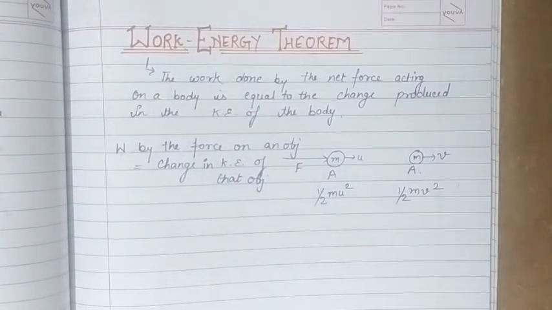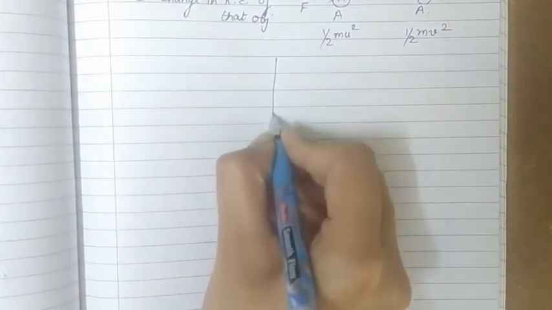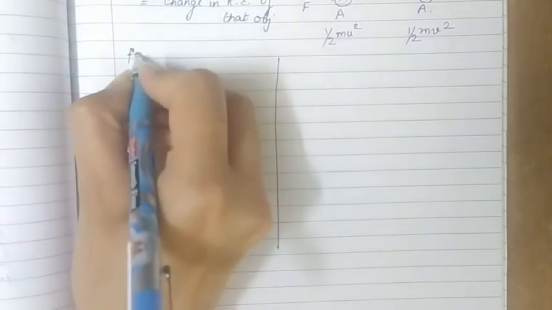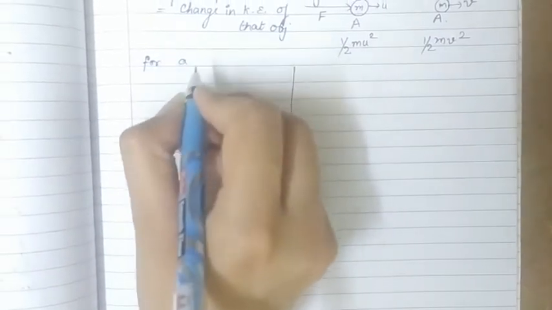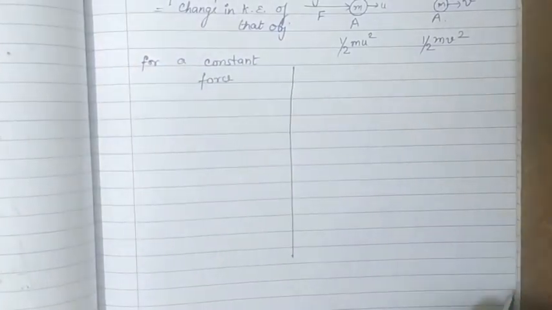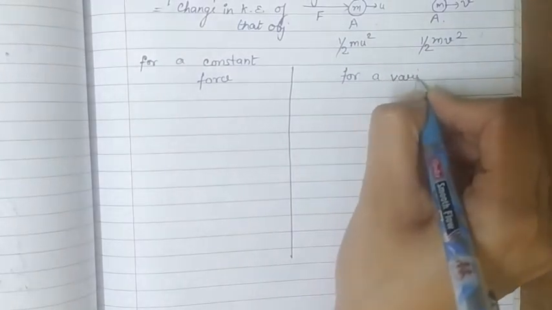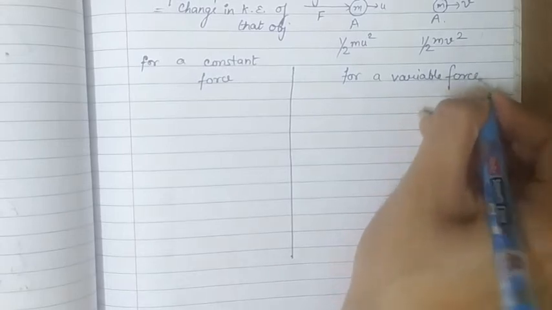If we want to prove it, there are two possibilities: the force acting on the object may be constant or may be variable. So we will prove it for both cases. First we will prove it for a constant force and then for a variable force. I am dividing this page into two sections. In section 1, the left section, I am going to prove it for a constant force, meaning the proof of the work energy theorem when a constant force is acting on the body, and on this side I am going to prove the work energy theorem for a variable force. So first we will talk about constant force.